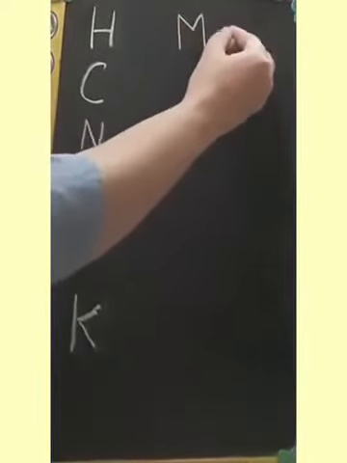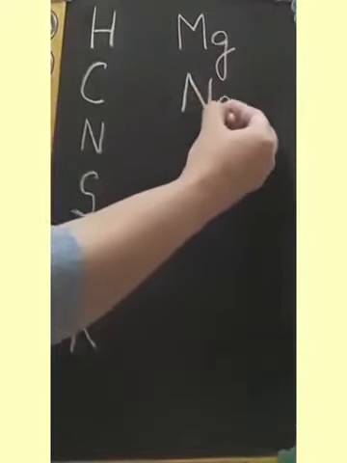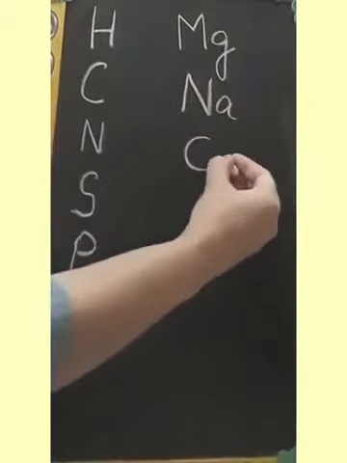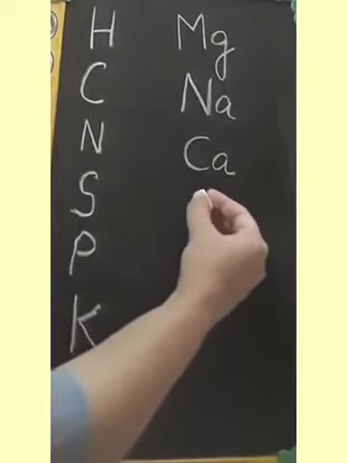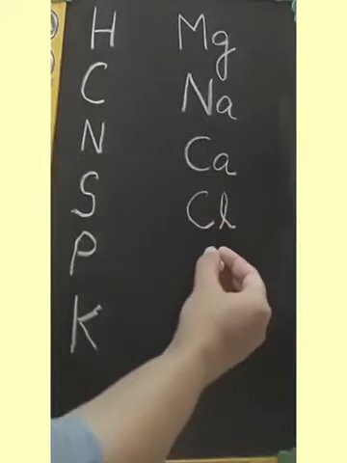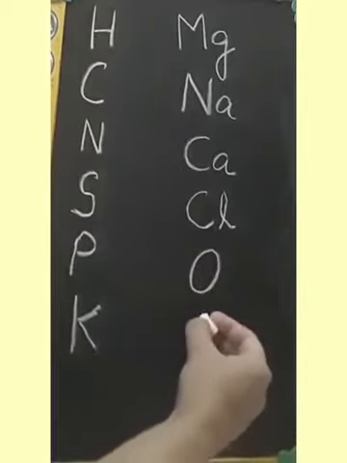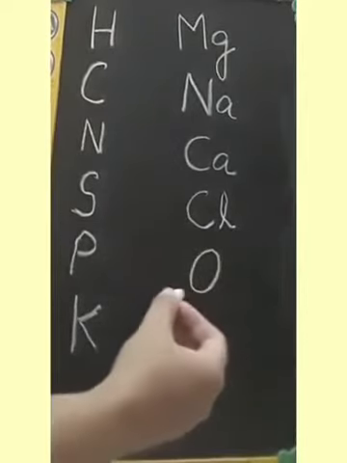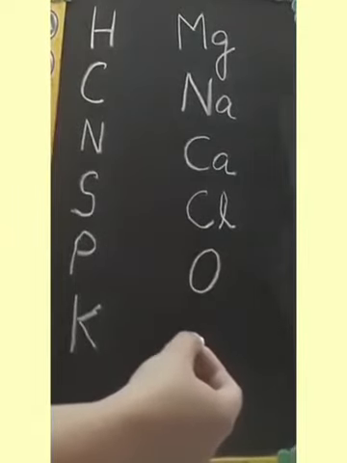Then we have magnesium, we have sodium, we have calcium, we have chlorine, oxygen is left. These are a few of the symbols which are routinely used in our word equations.